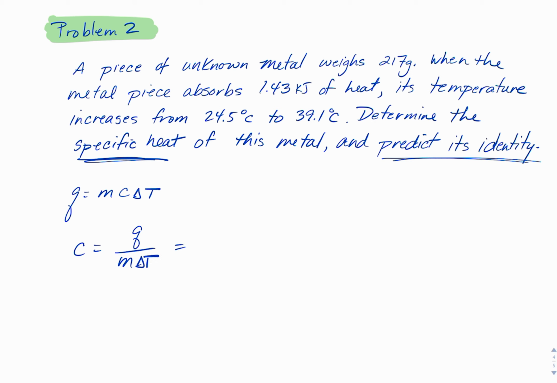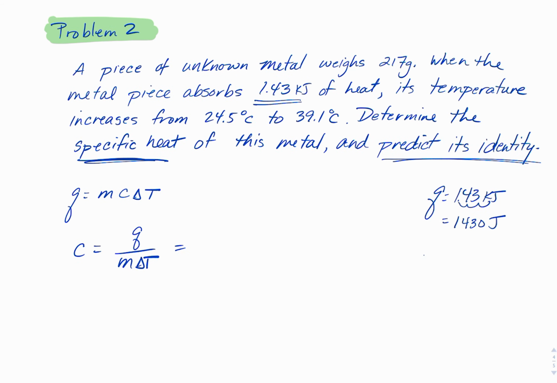Okay, so Q actually is our value here of 1.43, but it's kilojoules. We need to make sure that it's in joules in the problem, and so we move the decimal 3 times to the right. That's 1,430 joules. M, do we have M? Yes, we have 217 grams. And do we have delta T? When we have our two temperatures, we can figure it out.